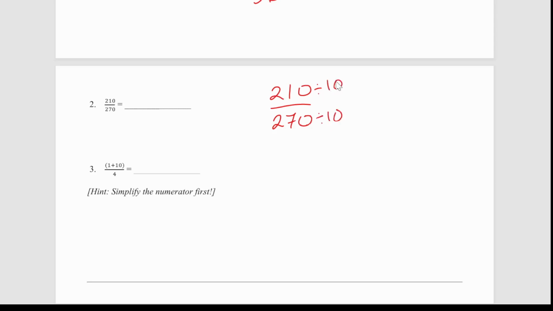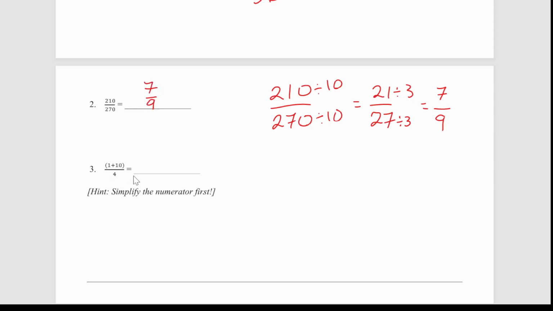So here, since they both end in a 0, they're divisible by 10. I get 21 over 27. Now these are both divisible by 3. As a pro tip, if the digits in the number add up to a multiple of 3, so 2 plus 1 is 3, 2 plus 7 is 9, then it's divisible by 3. So that gets us 7 over 9, and I believe that is as simplified as we get.